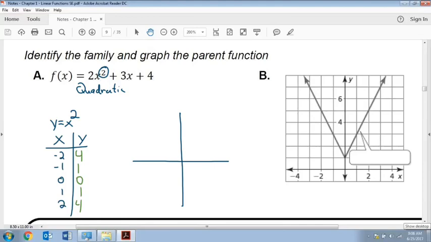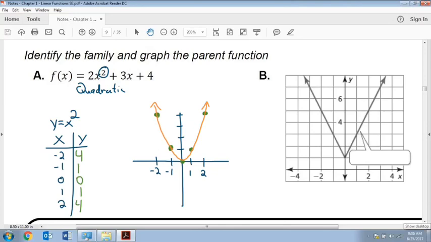So, let's plot our points. I'll try my best to keep everything to scale. We'll plot our points. -2, 4 is right there. -1, 1. 0, 0, that's at the origin. 1, 1. 2, 4. And we get a graph that, remember, kind of comes down and curves around. Sorry, my computer program's being silly. And you get a parabola that looks kind of like that.